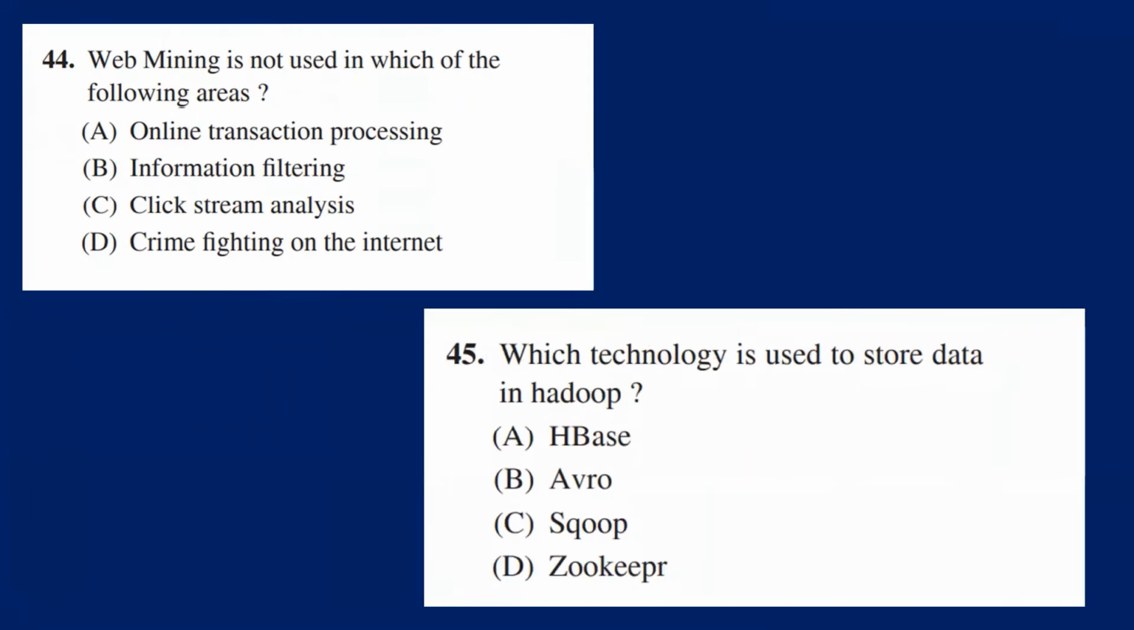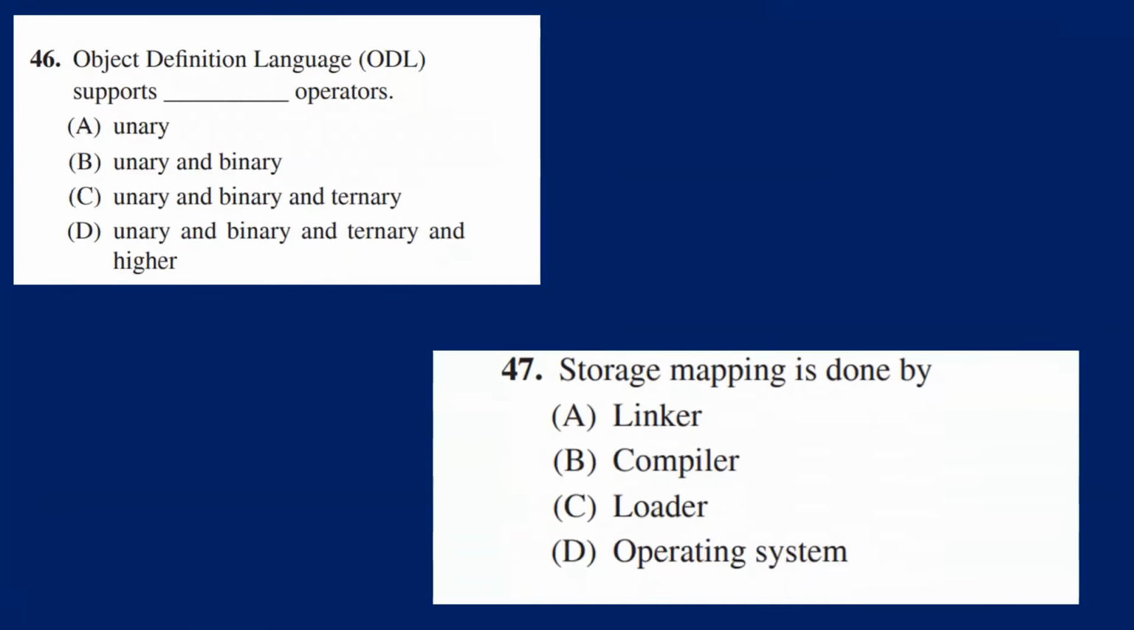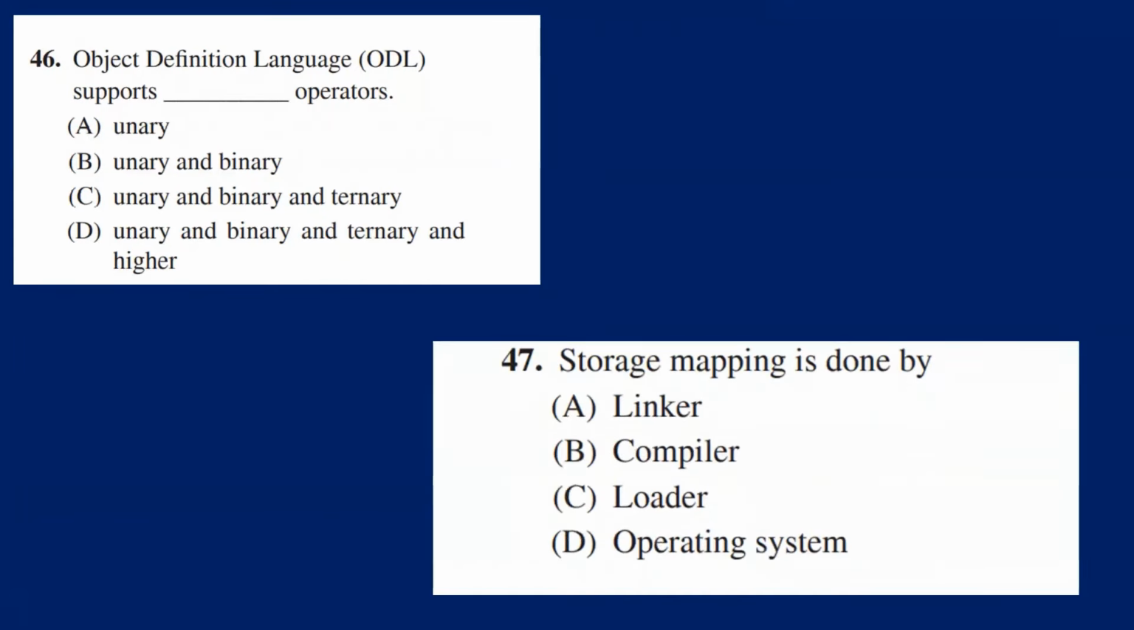And the next question is, which technology is used to store data in Hadoop? The technology which is used is HBase. HBase stands for Hadoop database, which is used on top of Hadoop distributed file system. The next question is, object definition language ODL supports dash operators. It supports both unary and binary operators. And storage mapping is done by dash. So the answer to this is compiler.